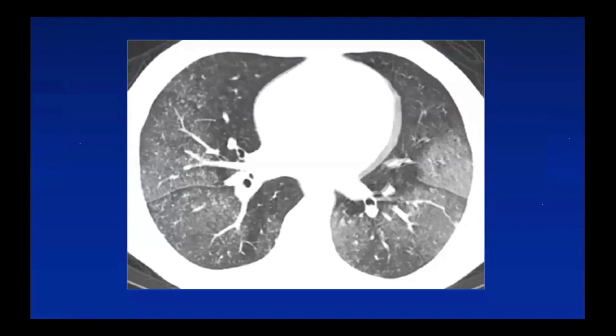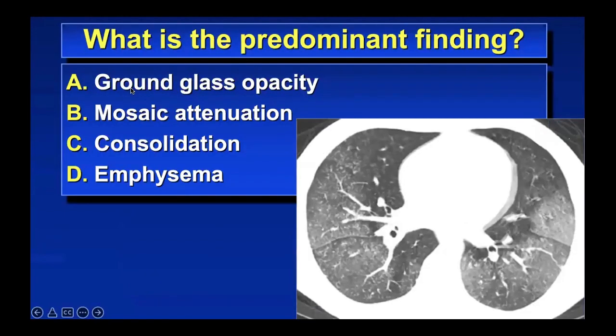Okay, so let's look at some other entities that we're seeing here. So what does this patient have? There's extensive ground glass opacity.